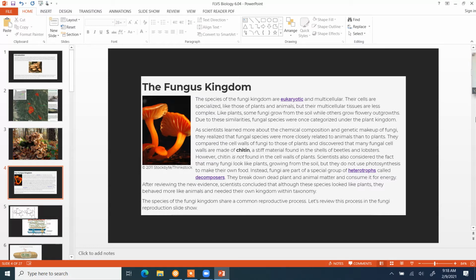But fungi are mostly decomposers. All right. They're part of a special group of heterotrophs, which are things that consume other things, called decomposers. Plants generally do not decompose other kinds of things. Plants make their own food. Fungi basically decompose other dead things.